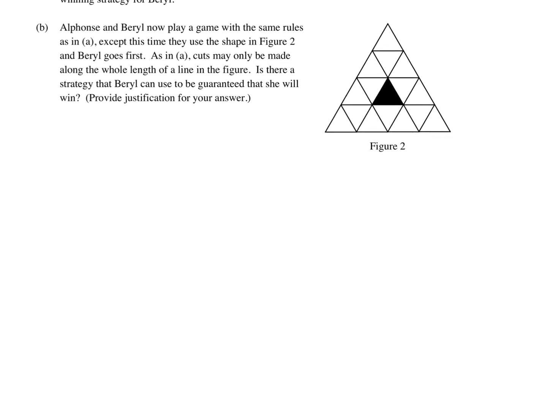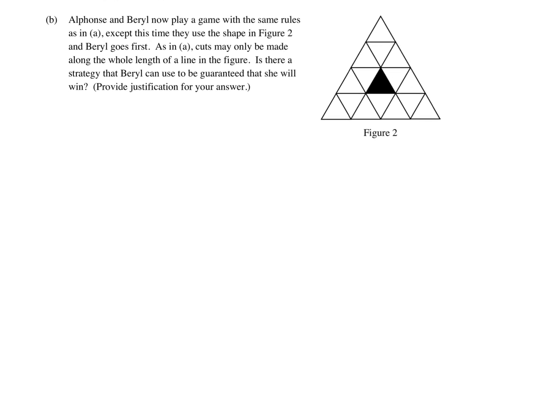All right, so now part 2, part B, whatever. Alphonse and Beryl now play a game with the same rules as in A, except this time they use the shape in figure 2, and Beryl goes first. As in A, cuts may only be made along the whole length of a line in the figure. Is there a strategy that Beryl can use to be guaranteed that she will win? Okay.